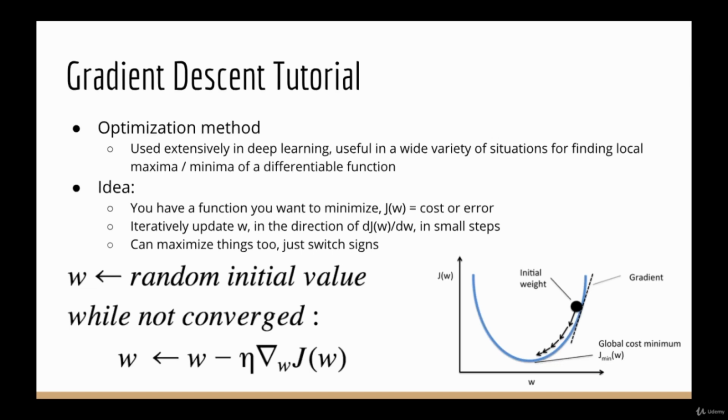In this lecture, we are going to take a close look at gradient descent, since it's used extensively in deep learning and is general enough to be useful in a wide variety of situations. The idea is this. You have a function you want to minimize, and you want to find the optimal inputs to minimize this function. Usually this thing we want to minimize is the cost or error function. We can maximize things too, like when we want to maximize the likelihood of some probability distribution, and to do that all you need to do is reverse the signs.